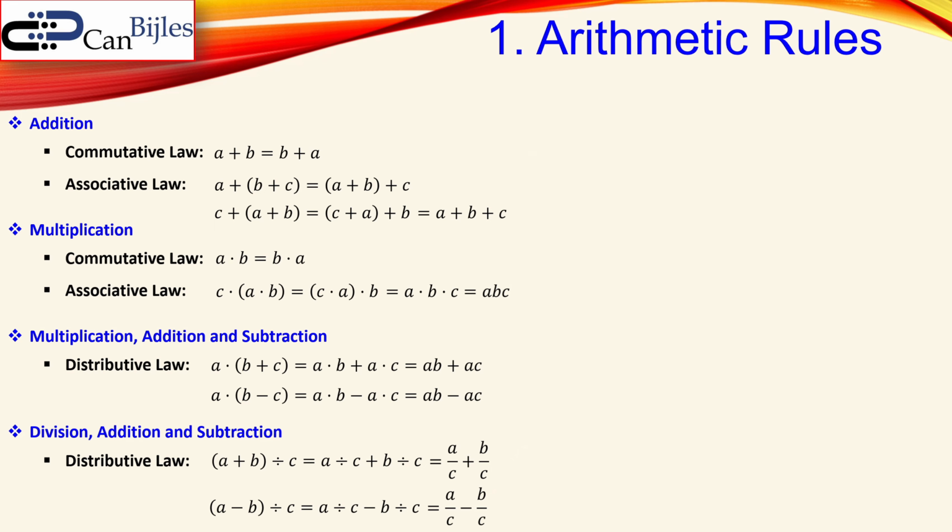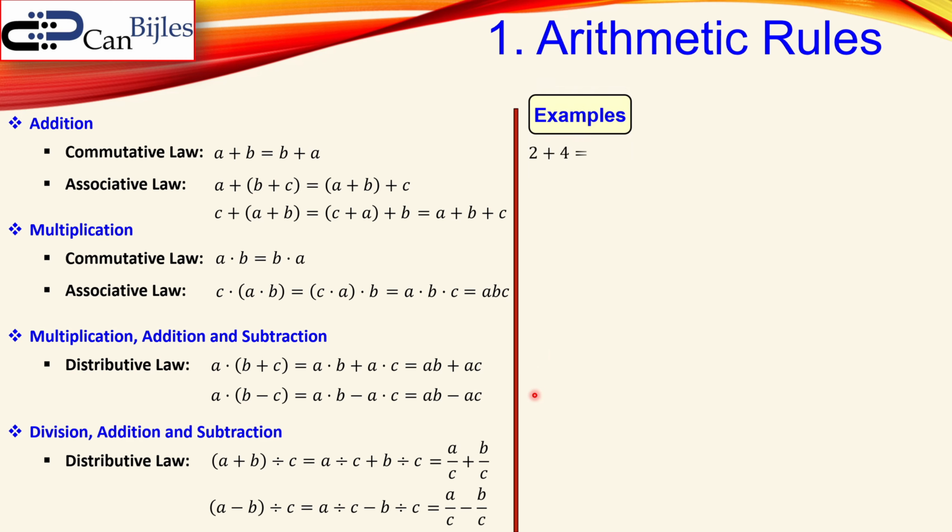Okay, now we need to see some numbers, so examples. So we use now numerical examples to illustrate the concept. So let's go one by one. A plus b is equal to b plus a. That means 2 plus 4 is equal to 4 plus 2, so just 6. So we know that this is indeed correct.